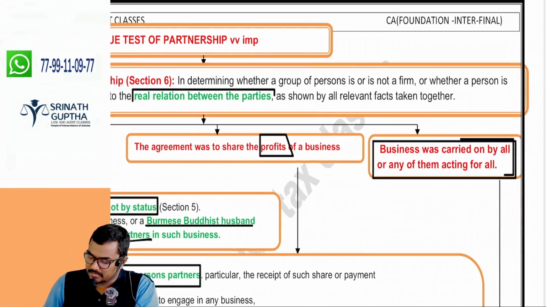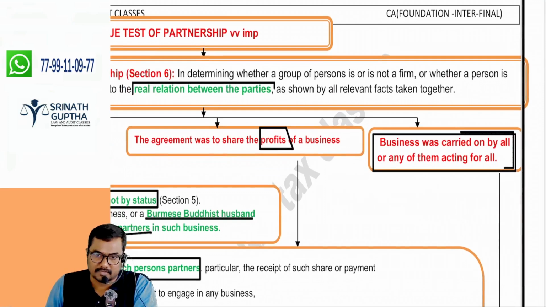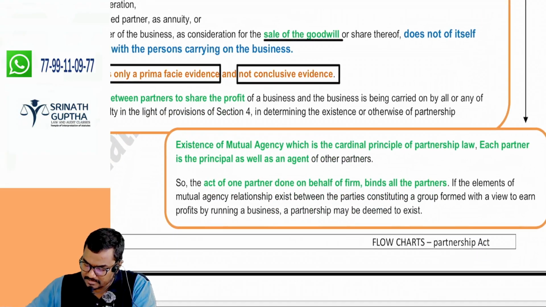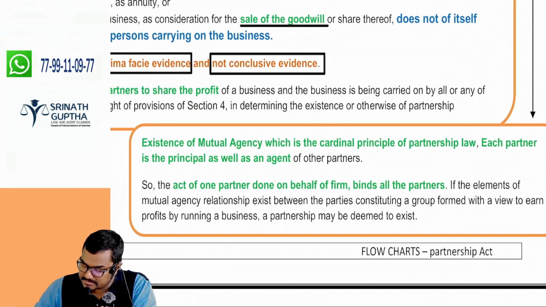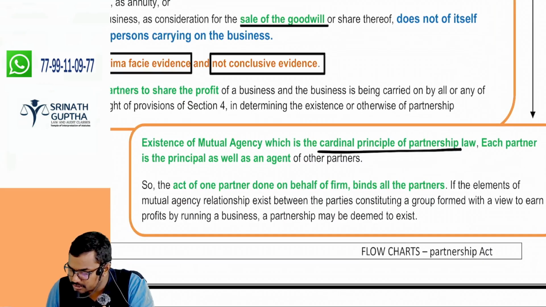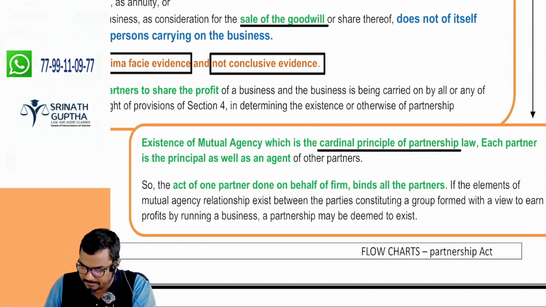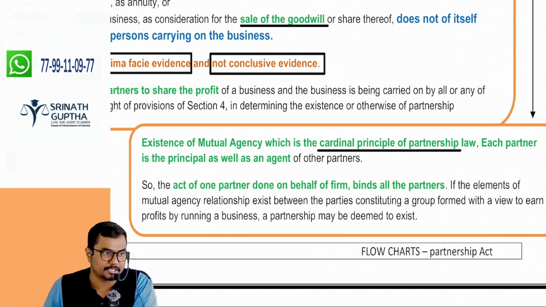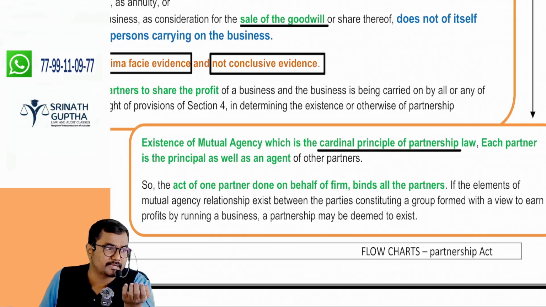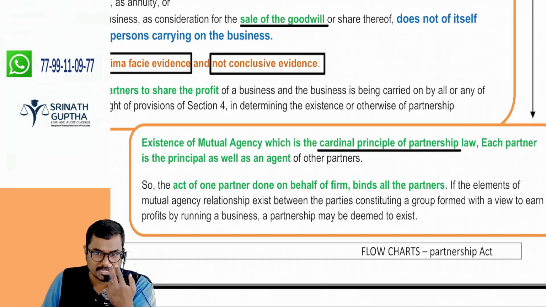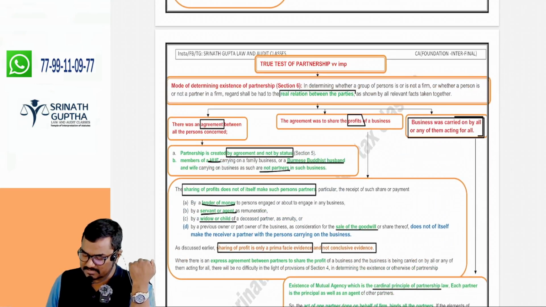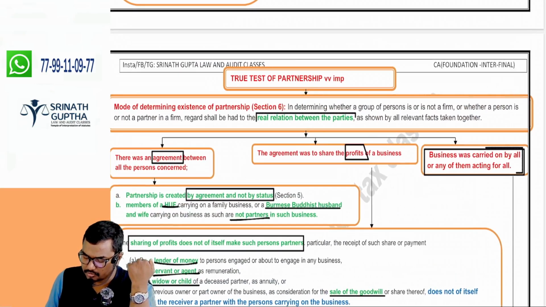The last one is that the business must be carried on by all, or any one of them acting for all. This is said to be mutual agency. The existence of mutual agency is the cardinal principle of partnership. If mutual agency is there, it is a partnership; otherwise, it is not. Mutual agency means each partner acts as principal cum agent. I am your agent, you are my agent. If I am selling, I am the agent and you are the principal. If you are selling, you are the agent and I am the principal. If the exam asks what is the true test of partnership, you should write these three headings.